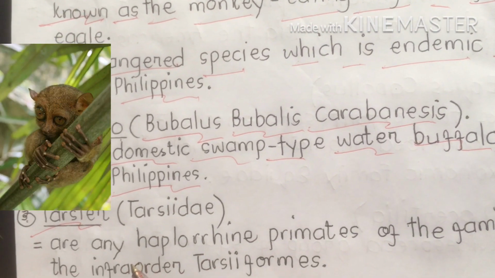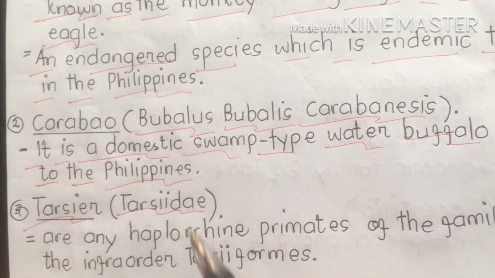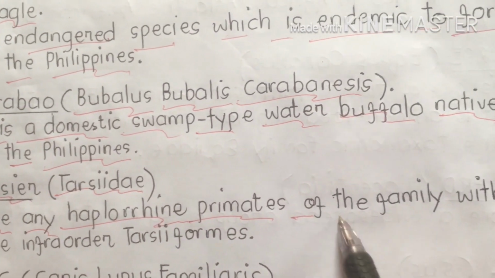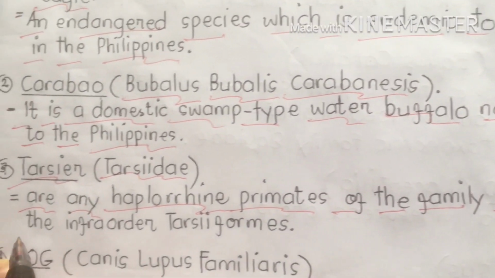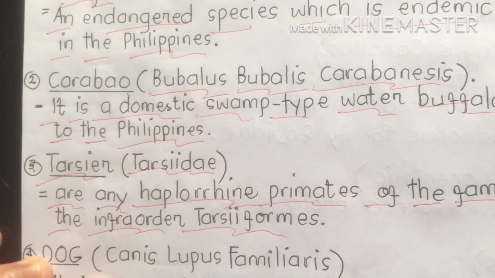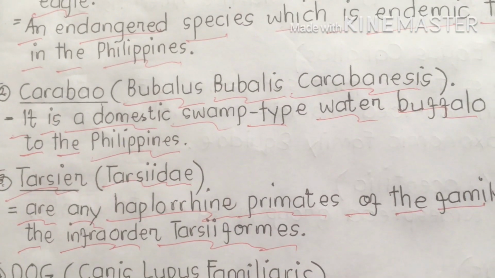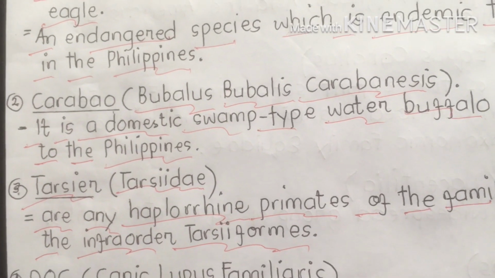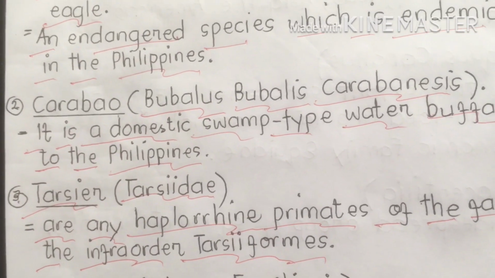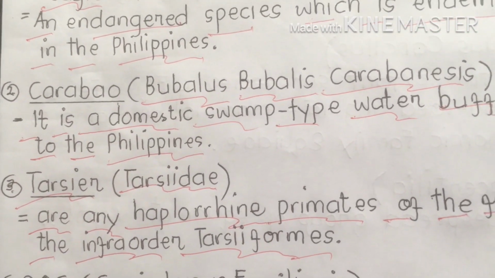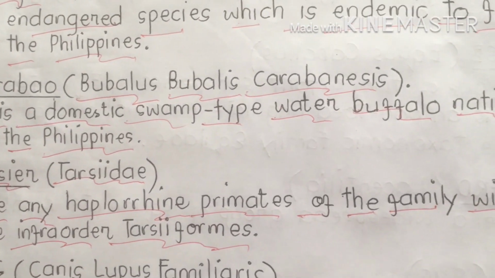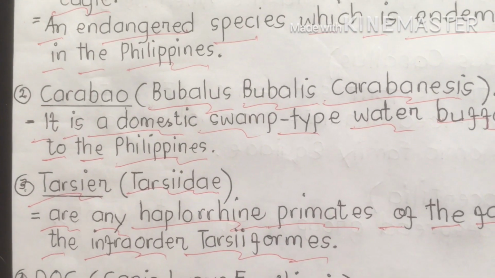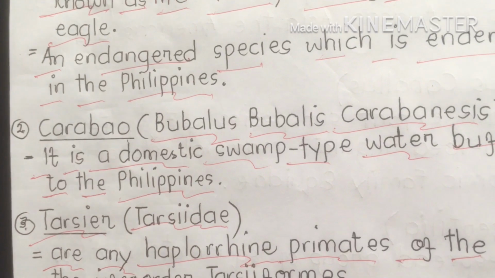The tarsier, class, their scientific name is Tarsiidae, any haplorhine primates of the family within the infraorder Tarsiiformes. The tarsier, class, is located in Bohol. This is what we call the small primates, the smallest among animals. So we need to take care of them also. We need to love and care for these animals. Not only do they add beauty to our nature, but they also help balance our nature, especially the ecosystem.